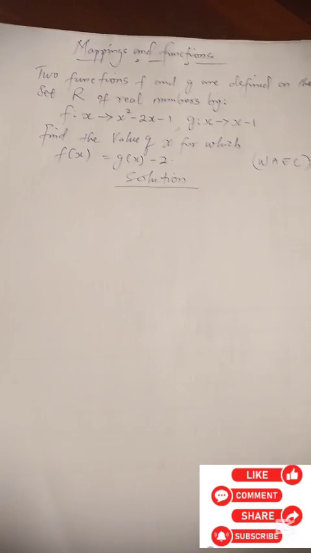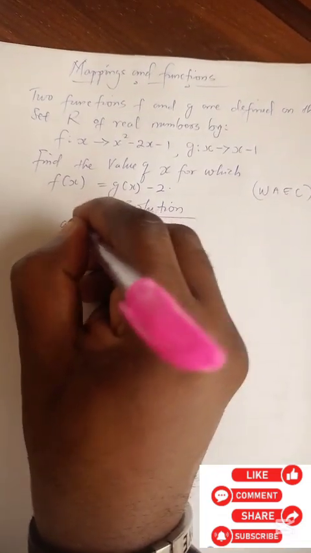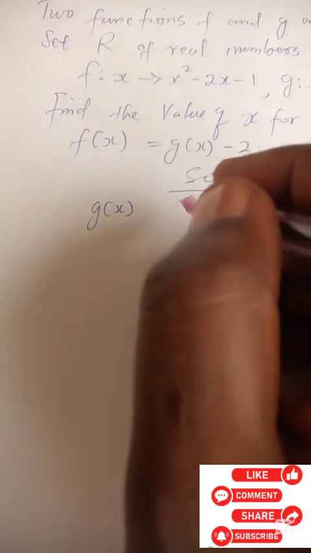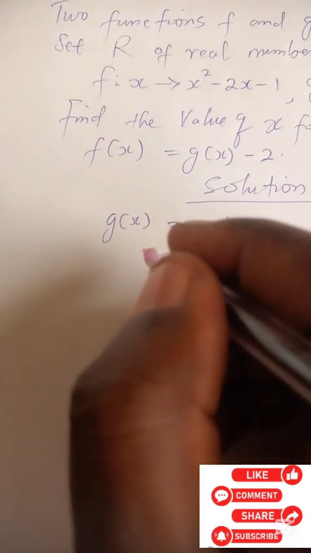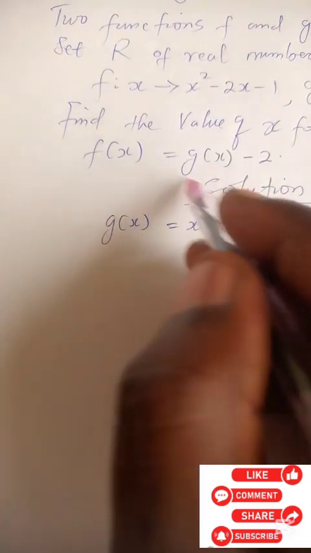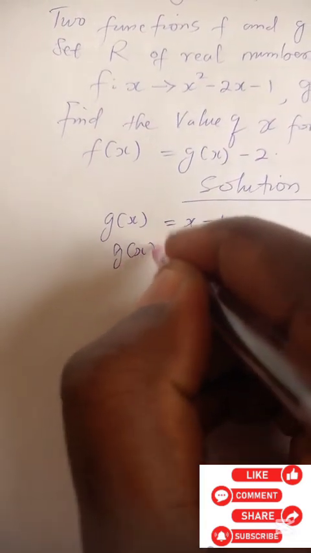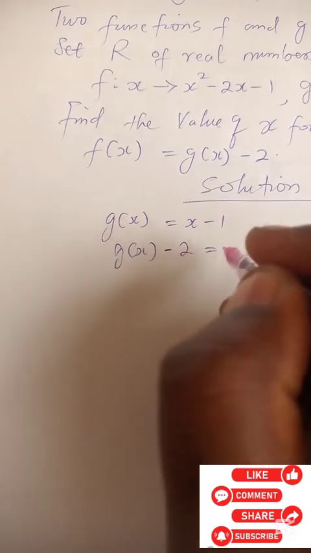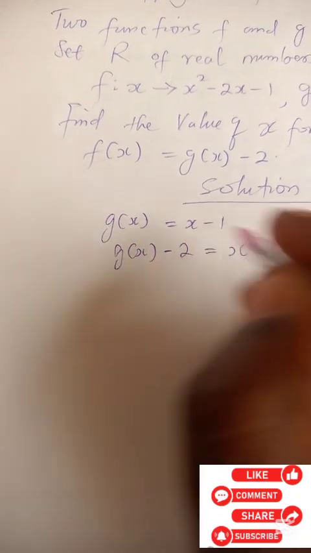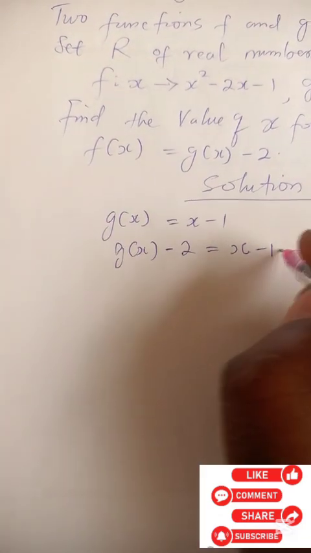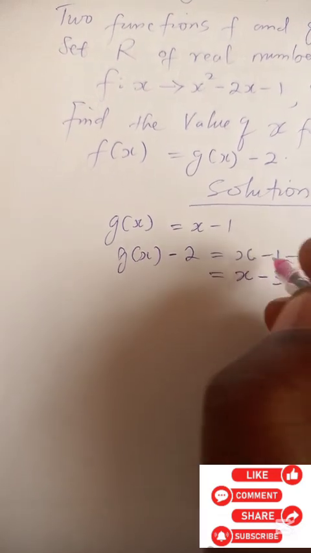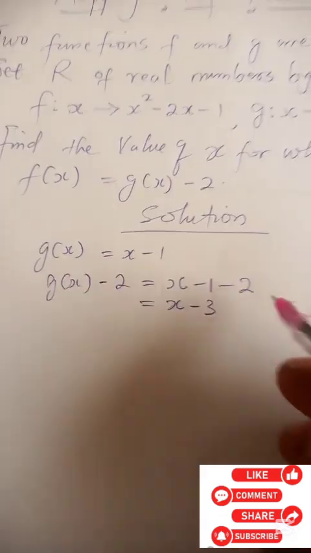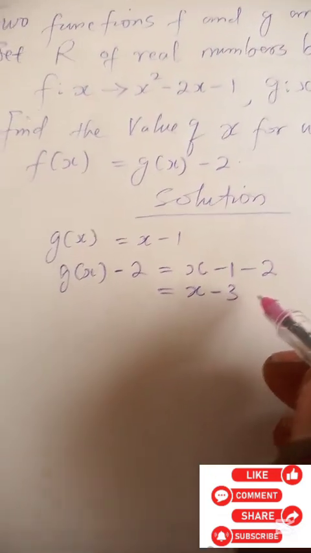All right, to start this, let's take our g of x, which is equal to x minus 1. And then we can also find this value here. g of x minus 2 will now become x minus 1, which is g of x, then we add the minus 2 to it. And this value becomes x minus 3, because minus 1 minus 2 will give us minus 3.